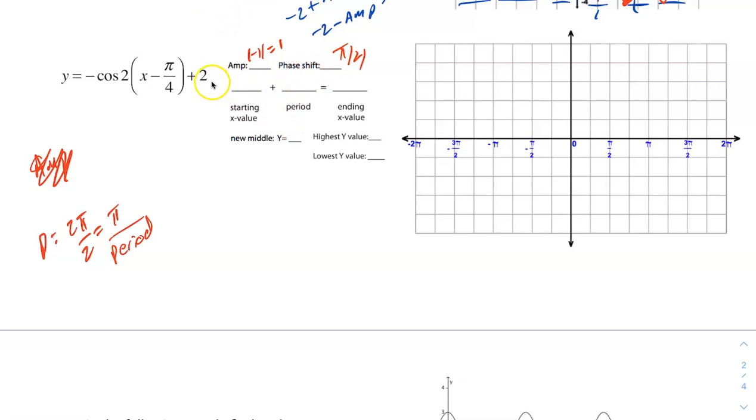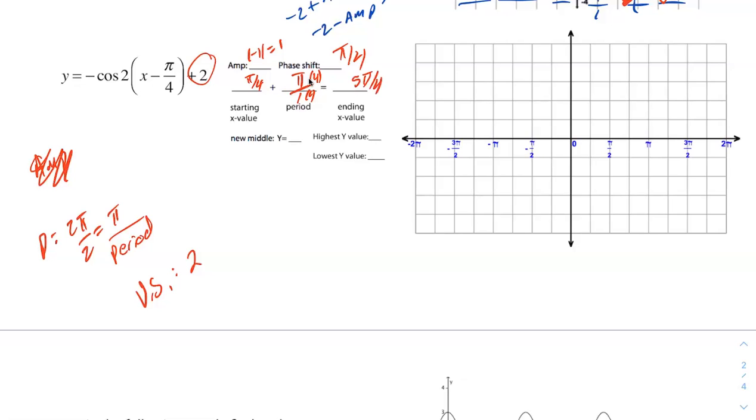I asked about vertical shift. Vertical shift is 2, so that's going to be our new middle. Our starting value is going to be pi over 4. We're going to add our period, which is pi. I need a common denominator, so 4 over 4. 1 pi plus 4 pi gets me 5 pi over 4.